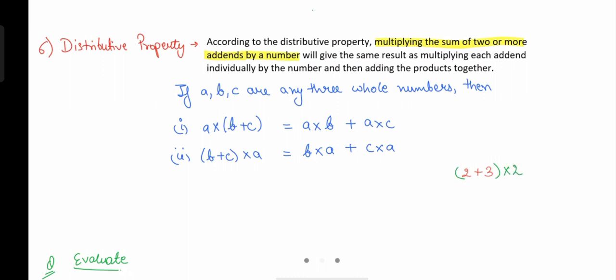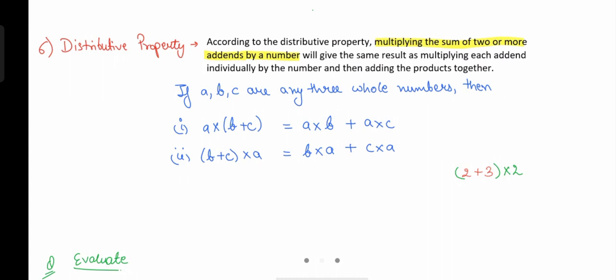Okay, let me read the definition again. That multiplying the sum of two or more addends by a number. So we are just multiplying the sum of two numbers, or we could say the sum of two addends, with a number. That's what we are doing. We have two numbers, we have to find the sum of them and we have to multiply them. Okay, so then further what does the definition say?